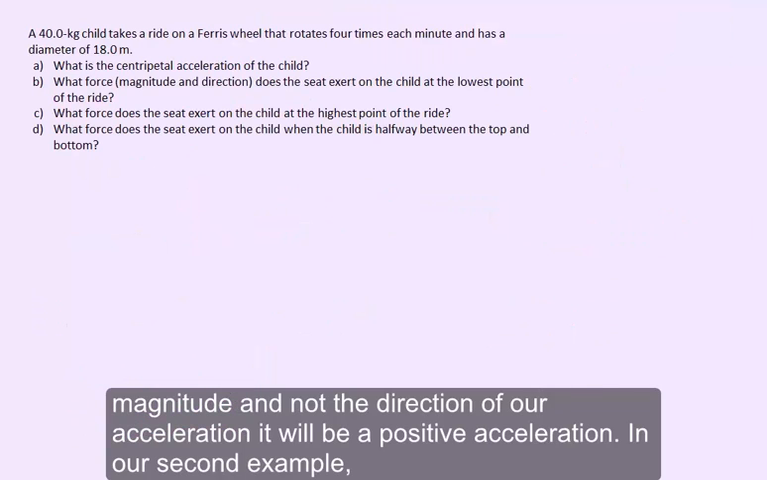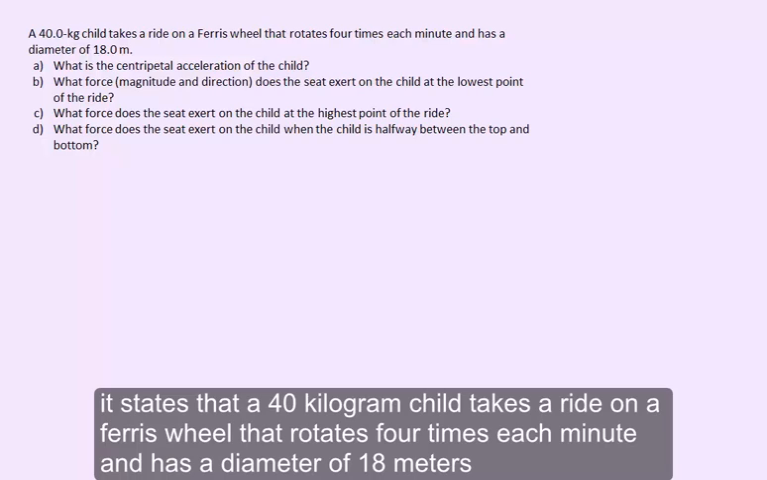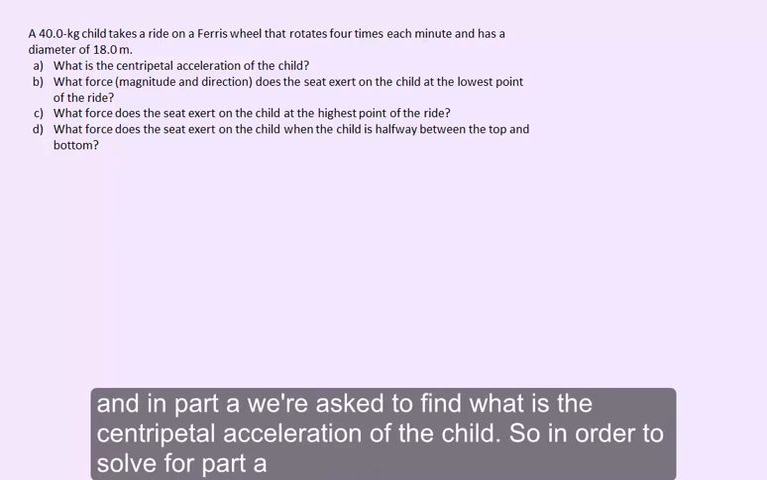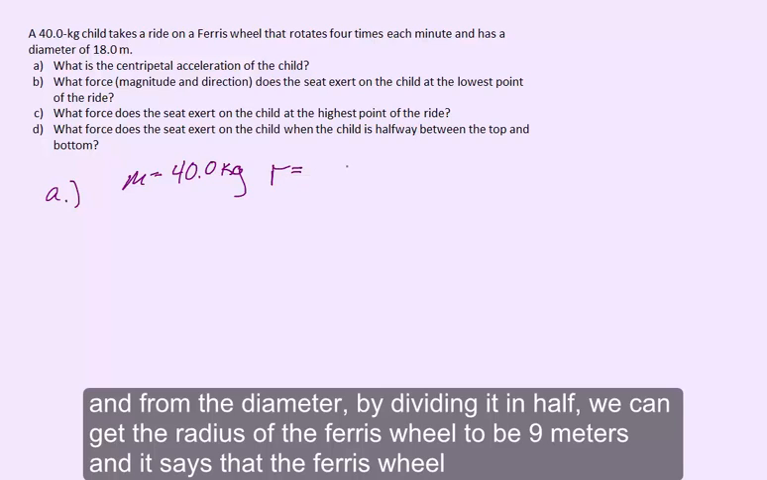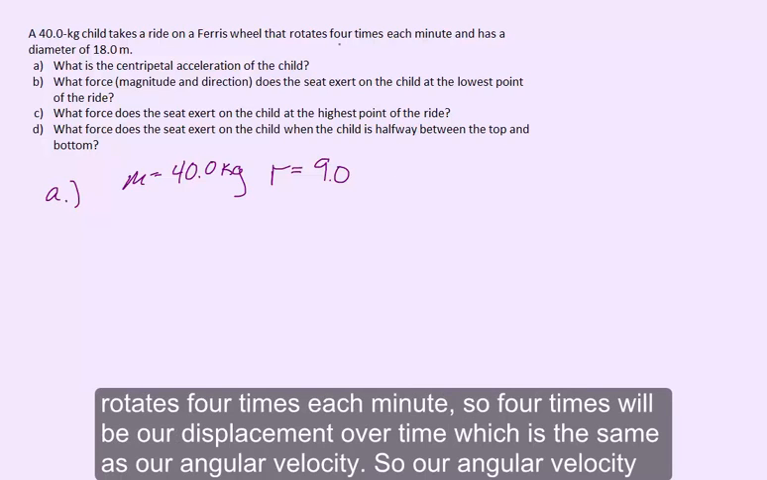In our second example, it states that a 40-kilogram child takes a ride on a Ferris wheel that rotates 4 times each minute and has a diameter of 18 meters. In part A, we're asked to find the centripetal acceleration of the child. In order to solve for part A, if we summarize the information we're given, we see that the mass of the child is 40 kilograms and that the diameter of the Ferris wheel is 18 meters. From the diameter, by dividing it in half, we get the radius of the Ferris wheel to be 9 meters. And it says that the Ferris wheel rotates 4 times each minute. So 4 times will be our displacement over time, which is the same as our angular velocity.